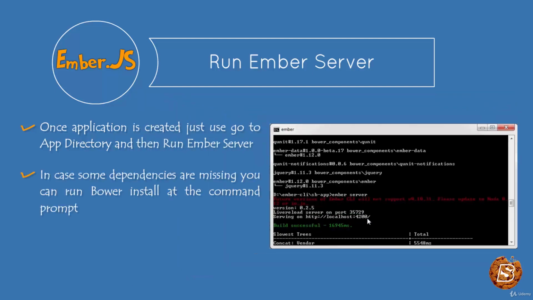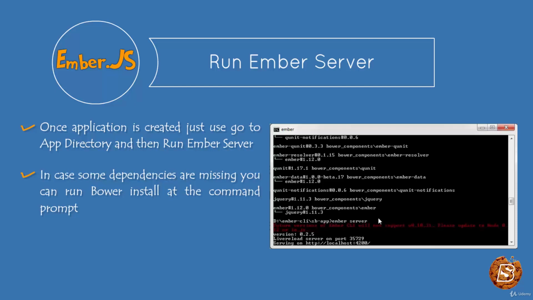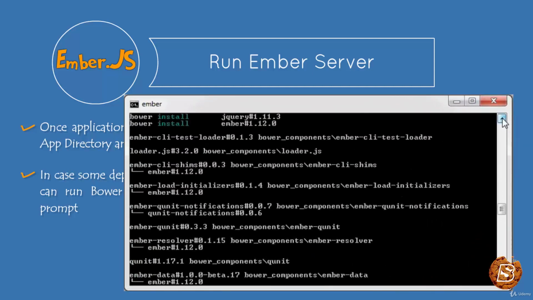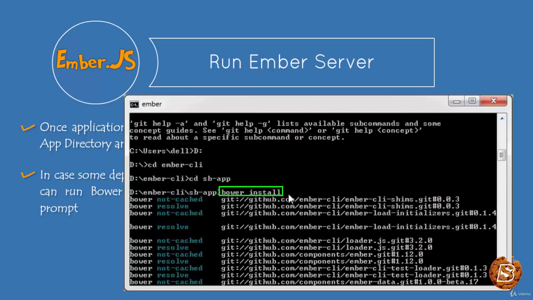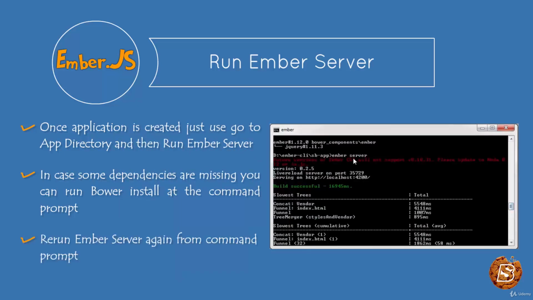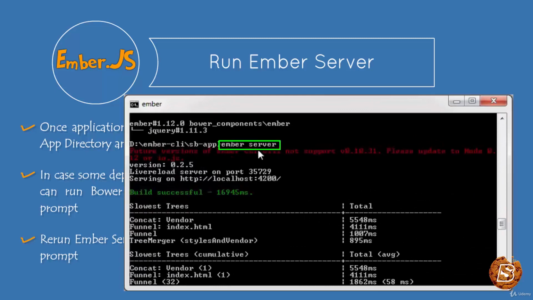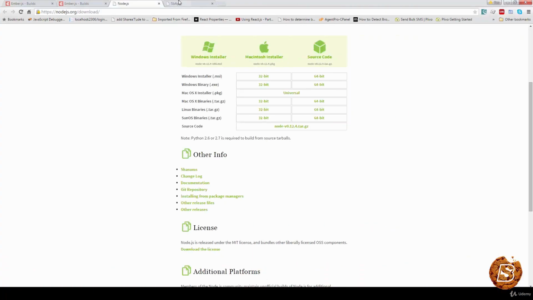In case it fails, it will simply tell you to install all the dependencies, and to install the dependencies, you can simply go ahead and run bower install. So here you can see that we have done that. It installs all the dependencies. We just said bower install, and after that I simply ran ember server. Now once I ran ember server, it gave me the URL, and on that URL I just executed, and as you can see, it just says welcome to Ember.js.